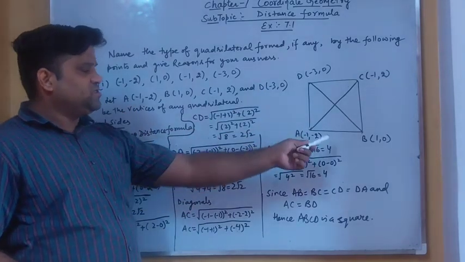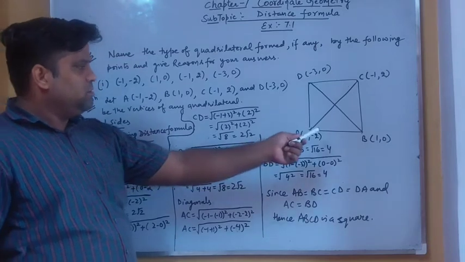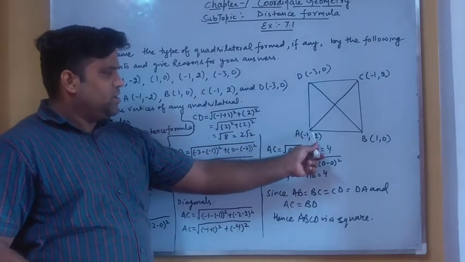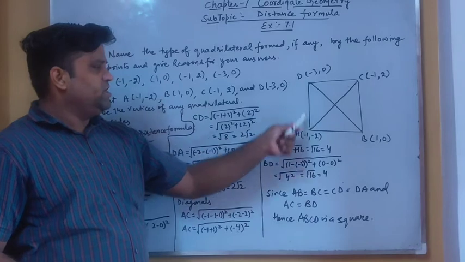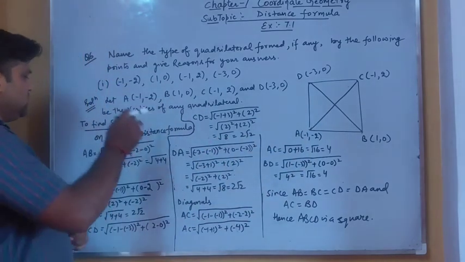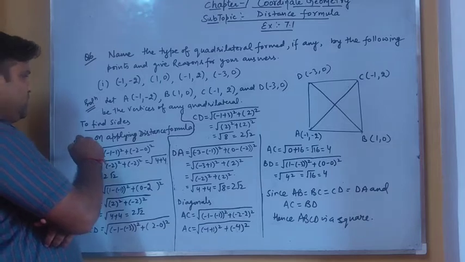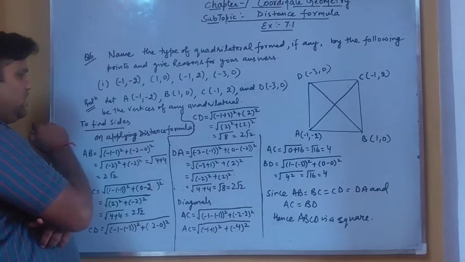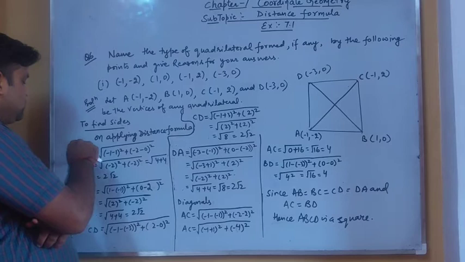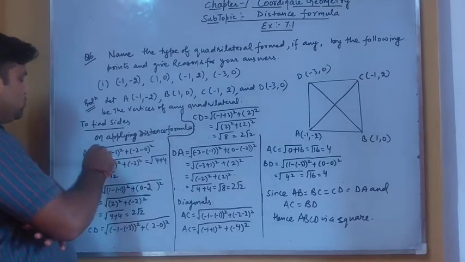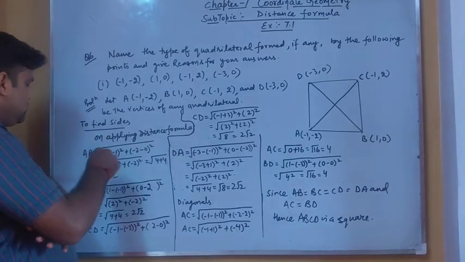So here we will apply the distance formula to find the sides AB, BC, CD and DA. Let us come to applying the distance formula. First we find the distance between A and B. On applying the distance formula we get AB equal to 2 root 2 on putting all the values.